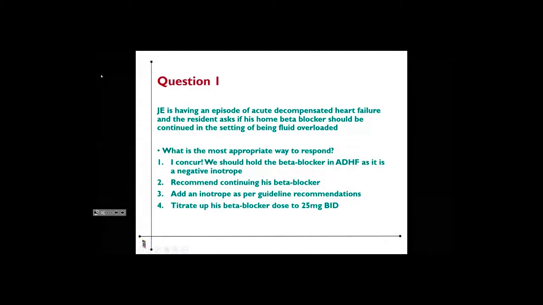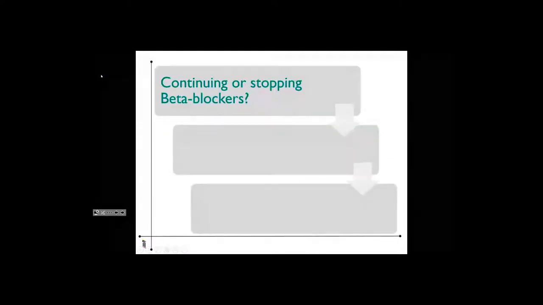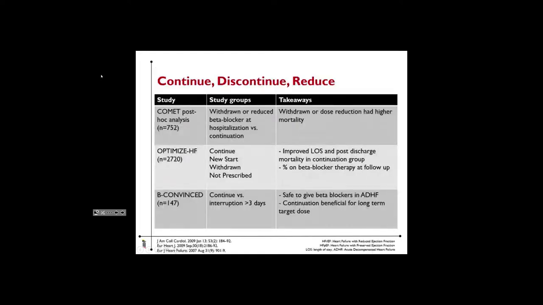All right, so it looks like a lot of people were saying to continue the beta blocker. So continuing or stopping beta blockers, we'll go through some of this. As far as continuing, discontinuing, or reducing the dose of beta blockers, there's various data out there that says that there is a benefit to continuing a beta blocker. These are some of the trials that I've listed here.